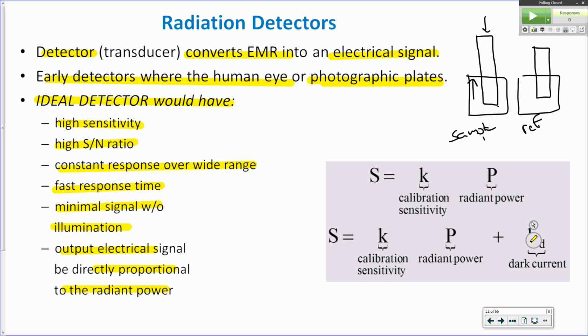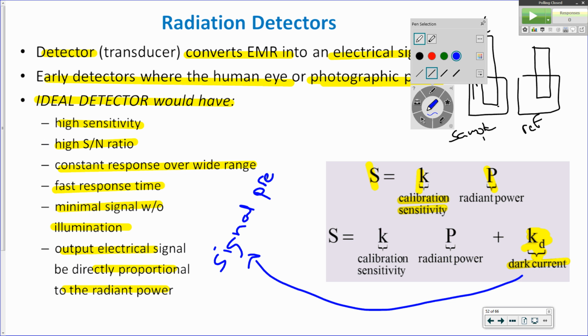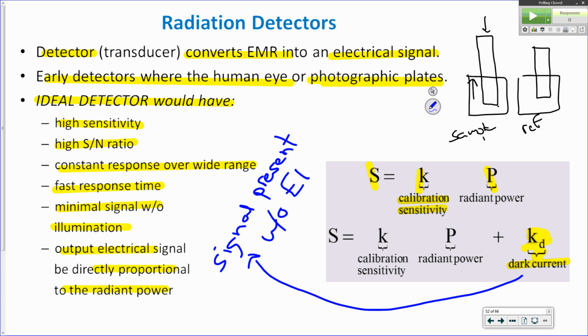So if the signal that we see from the detector is directly proportional to power, this calibration sensitivity is your proportionality constant. But almost all detectors have some type of a signal that you see without illumination. We call that the dark current. Okay, so the dark current is the signal present without illumination or electromagnetic radiation. So if you put the detector in the dark, there's still a signal you see.